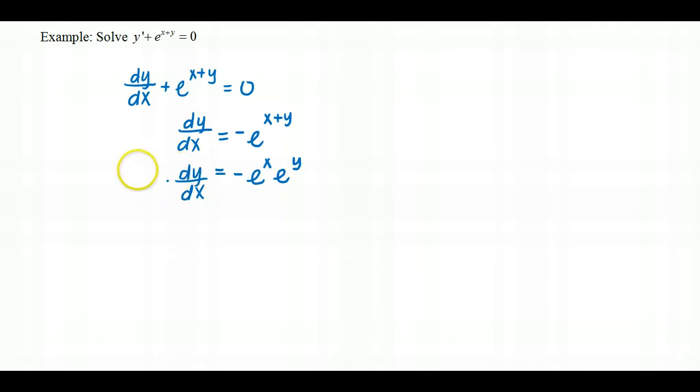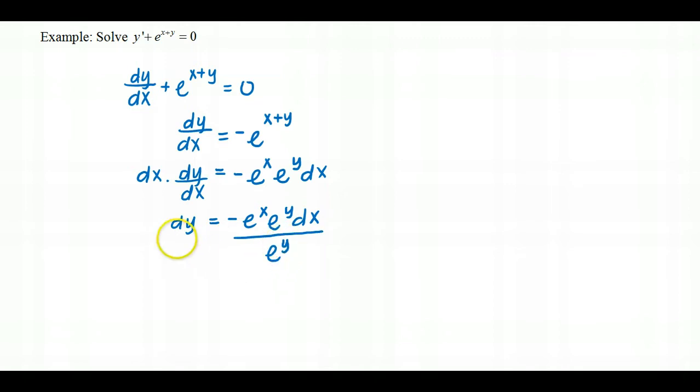So now I can separate the variables by multiplying both sides by dx. So dy equals negative e to the x, e to the y dx. And then the last step would be to divide by e to the y on both sides.